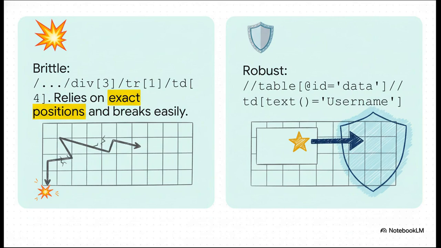Let's make this crystal clear by looking at a brittle locator versus a robust one. The brittle XPath relies on element order. You know, the third div, the first row, the fourth cell. That is a maintenance nightmare just waiting to happen. The robust XPath, on the other hand, relies on unique attributes. It finds the table by its ID, and then it finds the cell that contains the text username. See the difference? One is a fragile house of cards, the other is built on a solid foundation.